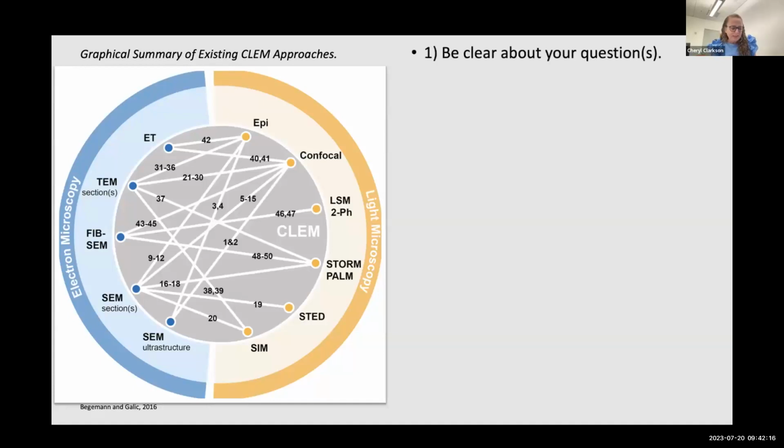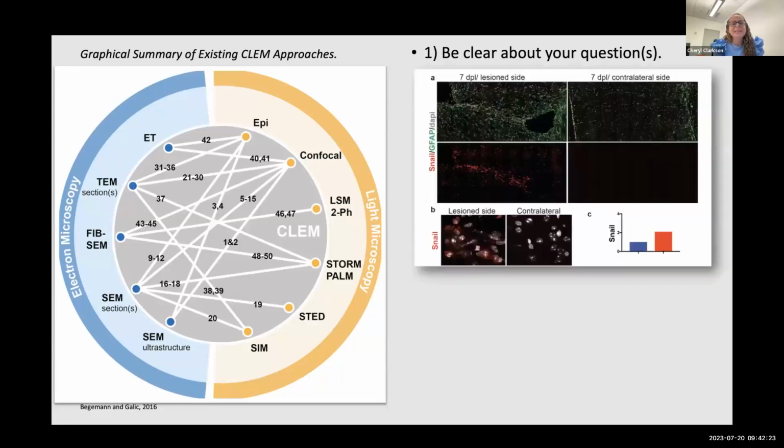But the first thing when we are planning to do a CLEM is that we need to be very clear about our question. If you can resolve these kinds of questions, it's better to use easier methods. But sometimes you really need to use CLEM, and this is one of our cases.